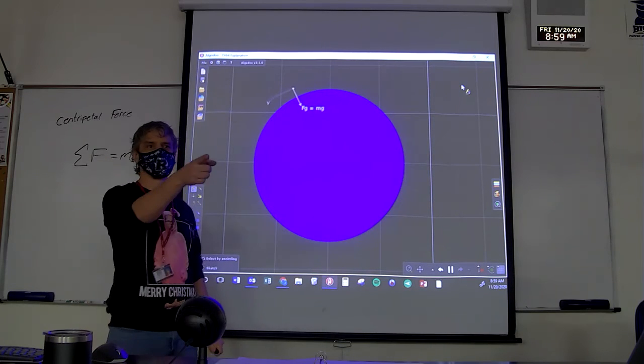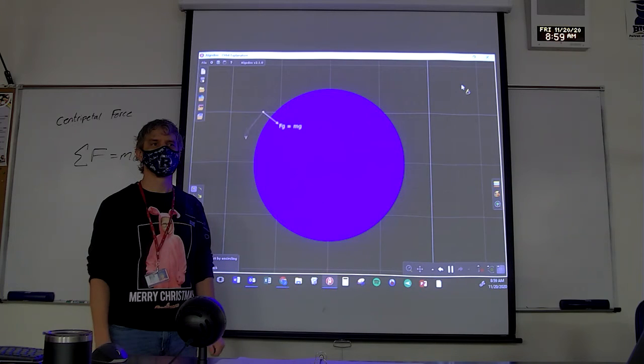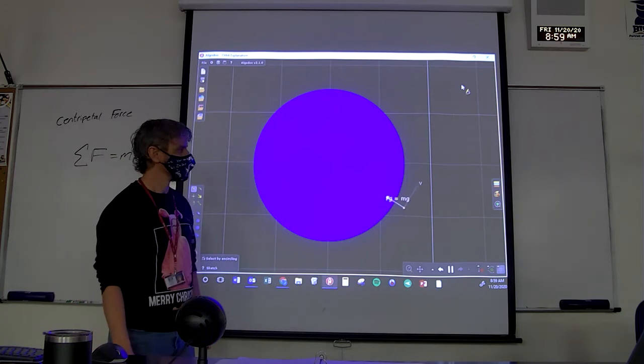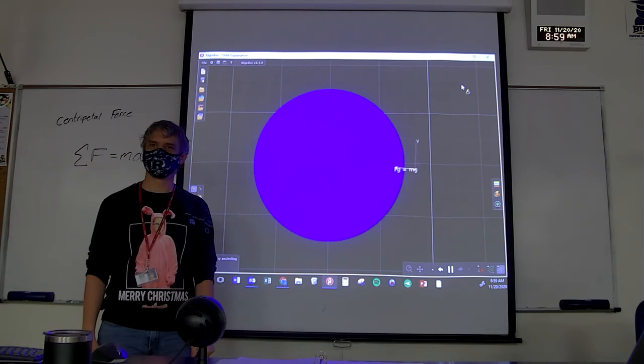Is there acceleration? Wait, this is messing me up. Like gravity, the force of gravity is normally acceleration, but it's not changing. What's not changing? It's just constant velocity in a circle. Not constant velocity, constant speed.